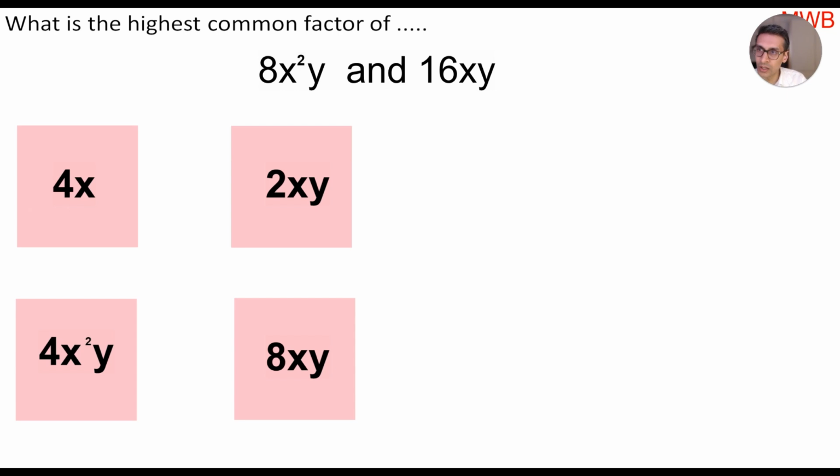Okay, what's the highest common factor for 8x squared y and 16xy? Okay, so we can see 8 goes into both 8 and 16, and that eliminates the other option, so it's going to be 8xy, because x and y also go into these. Now the reason we were doing this is we need to make sure we can spot the highest common factor of algebraic terms, because we're going to be using that to factorize.